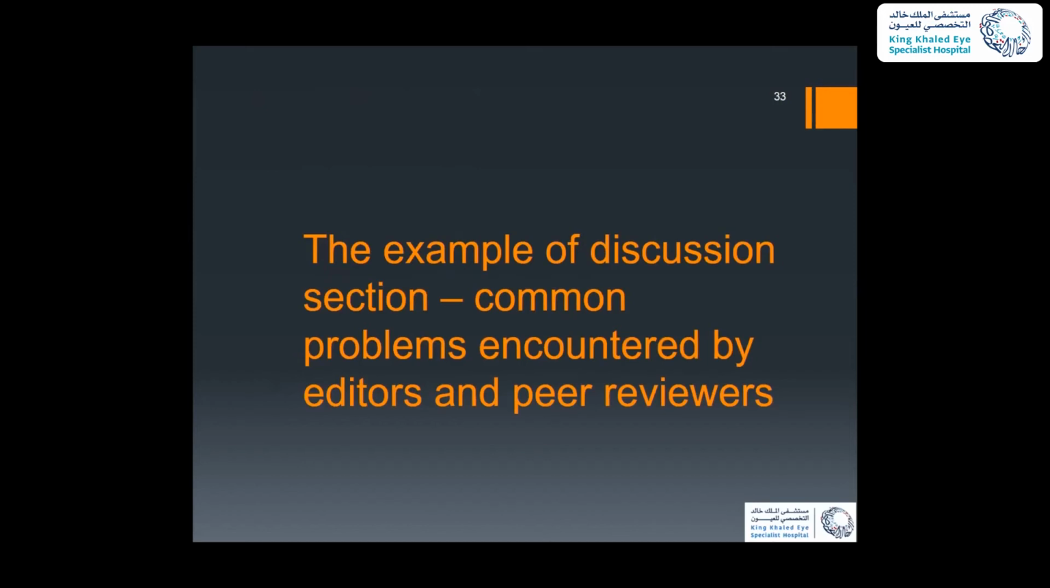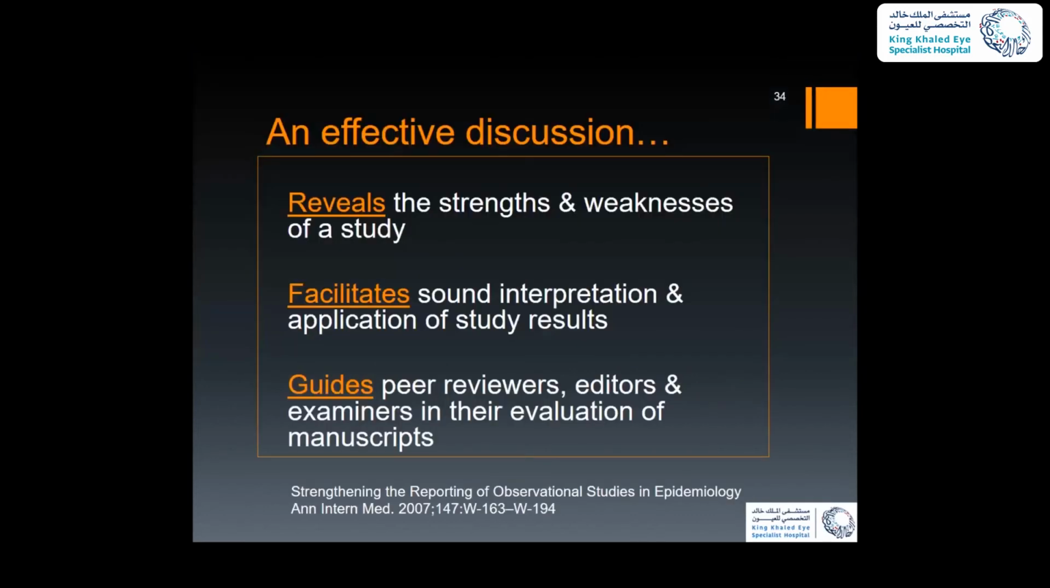Now, an example of the discussion section, and some of the common problems editors and peer reviewers encounter. I wanted to cover this because discussion is a main section, like the abstract. Many papers, once they go to reviewers, get rejected because of a poor discussion section. So what is the objective of a good discussion section? It reveals the strengths and weaknesses of a study, facilitates sound interpretation and application of study results, and guides peer reviewers, editors, and examiners in the evaluation of manuscripts.